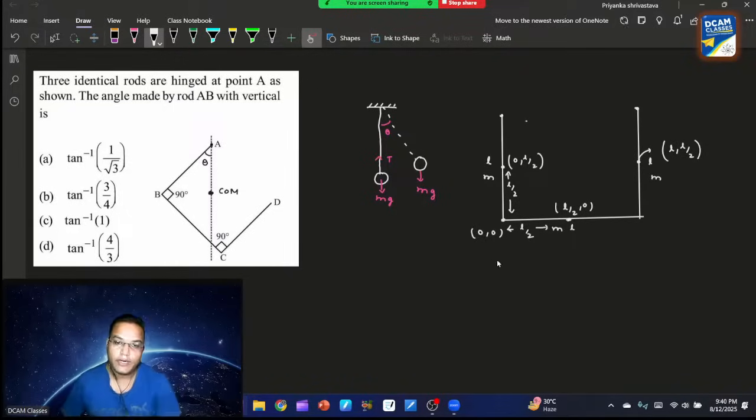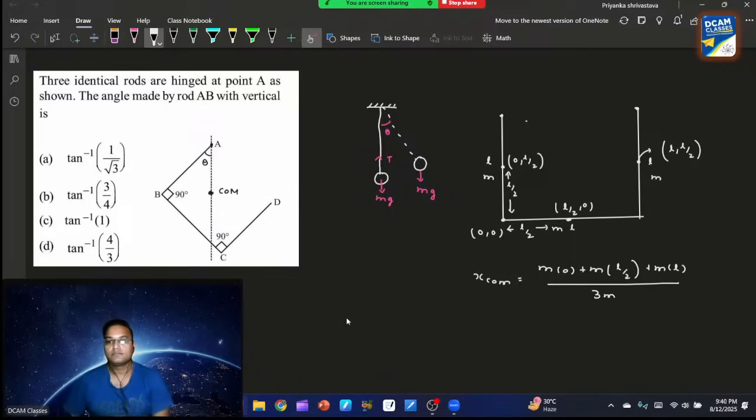Now, if we try to find the x center of mass, it will be m into 0 plus m into L/2 plus m into L, divided by 3m. M will get cancelled. 3L/2 by 3, 3 will get cancelled. X is at L/2, meaning x is somewhere at L/2.